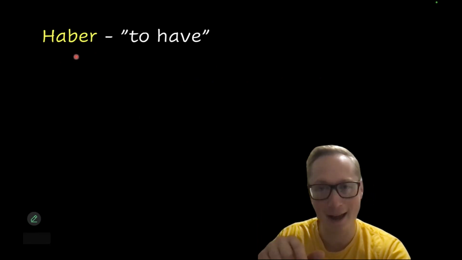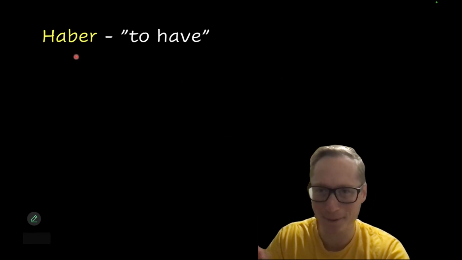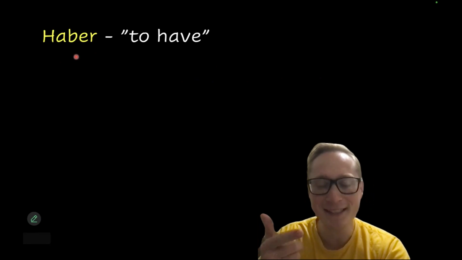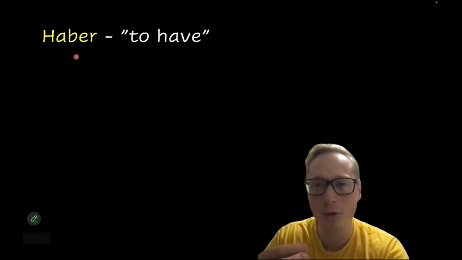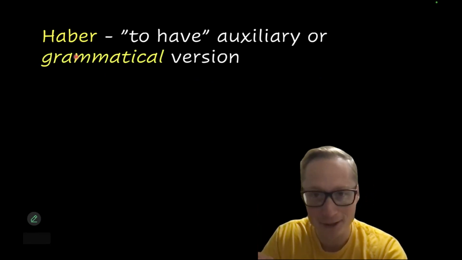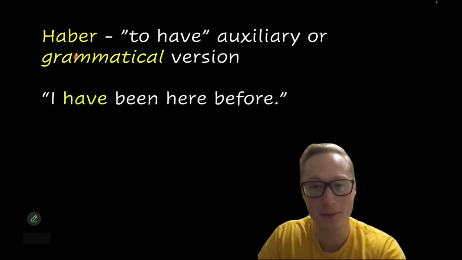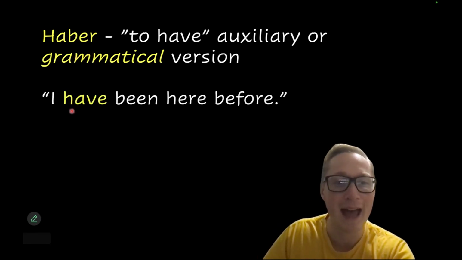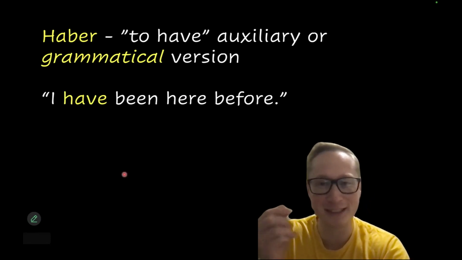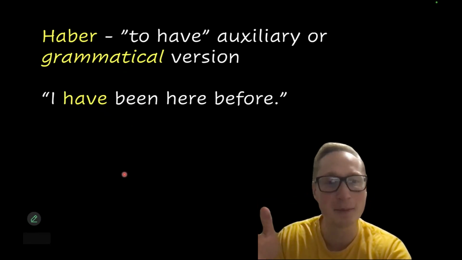Haber means to have. Now, maybe you're thinking that I already learned that tener means to have. Tener means to possess something. This have, haber, is more of the auxiliary or the grammatical version of having something. We have this in English as well. Like the sentence, I have been here before. You can see how have is working on the rest of the verb to give it a specific context of time or place so we can fit exactly when something happened.